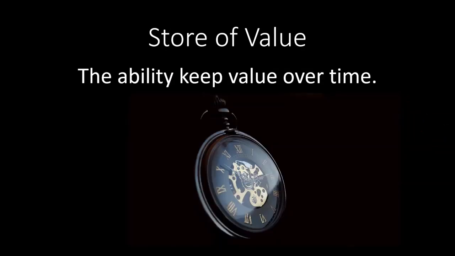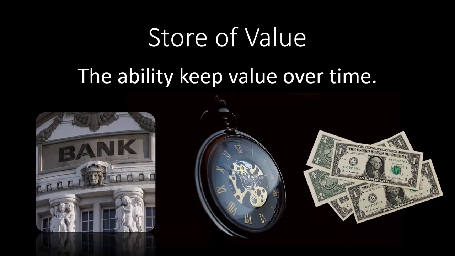The third function of money that we're going to talk about is store of value, which is just the ability to keep value over time. Now, when we think about money, which can be any asset that has these functions, some of them are going to be a better store of value than others. For example, you can see that money that I put into a bank might earn interest, and therefore the value is held over time at a better rate than if I were to just keep cash in my wallet like this stack of $1 bills.